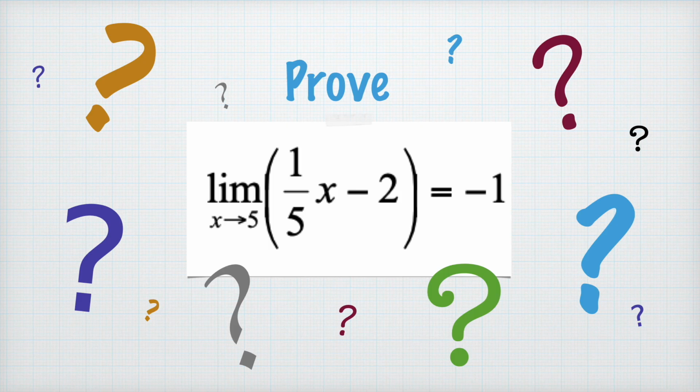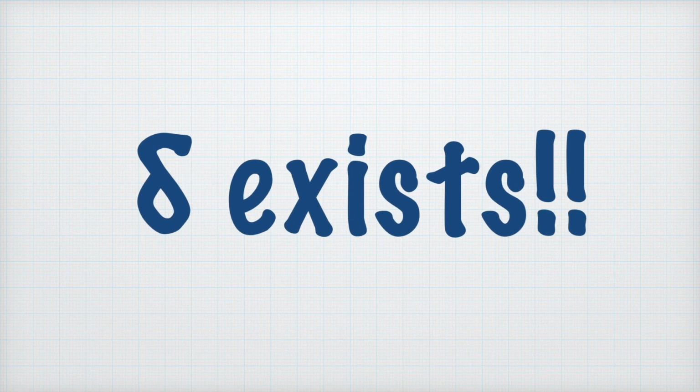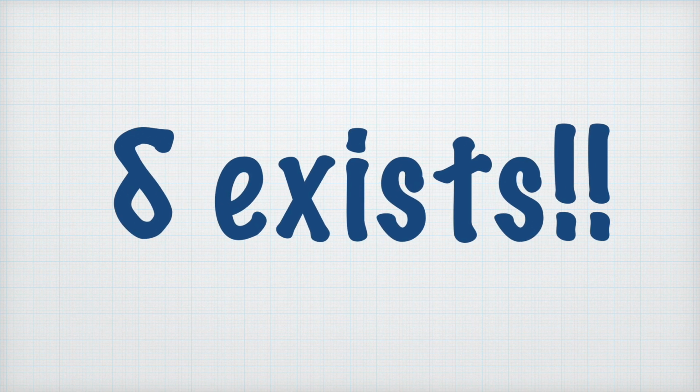So, how do we prove this? The basic idea is that we need to show that delta exists. How do we show delta exists, you might ask?